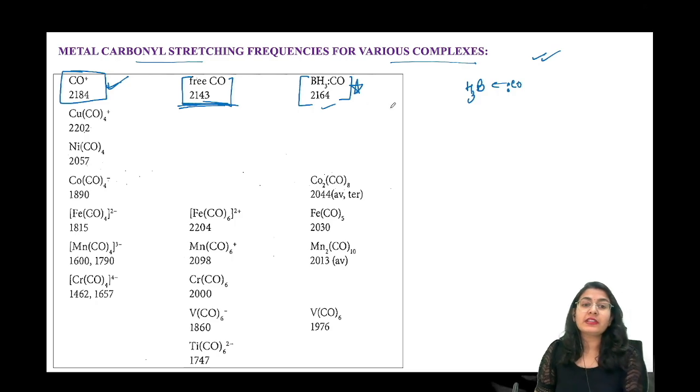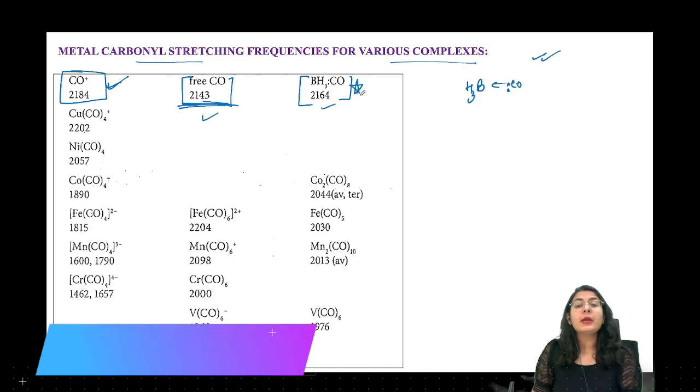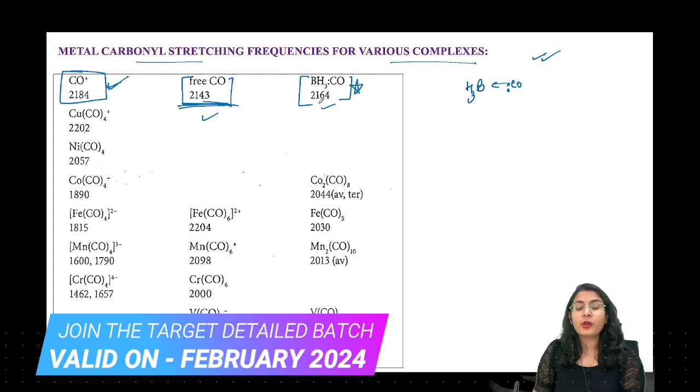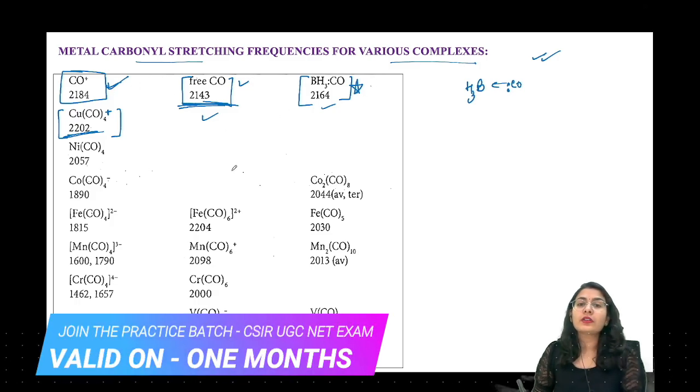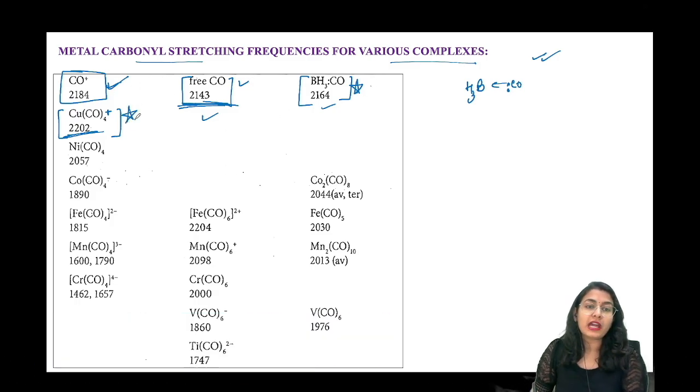But you also know that when the carbonyl is free it is 2143, fine, but when it is connected to BH3 it has some positive property, so the value increases, and CO plus is itself positive, so obviously it will increase. But we still have one higher chance of getting a greater carbonyl stretching frequency, that is Cu(CO)4 plus, and there's a plus charge over here. So this is a tetrahedral system and it is having a plus charge over here. So 2202, such a high stretching frequency, even higher than the free carbonyl or this one, all of these. Okay, so this is very important, keep this in mind.